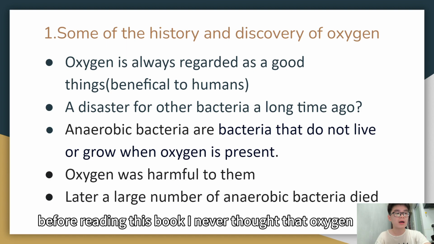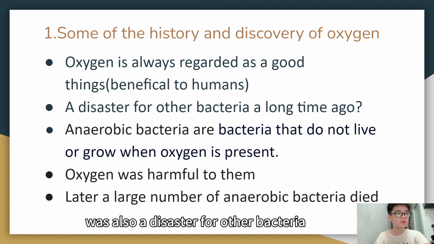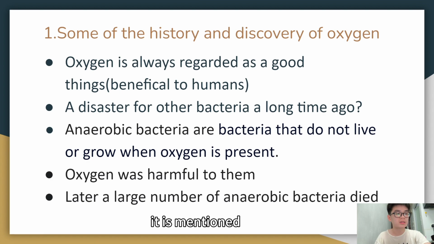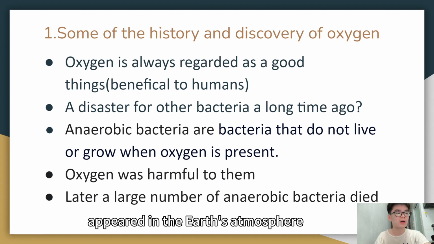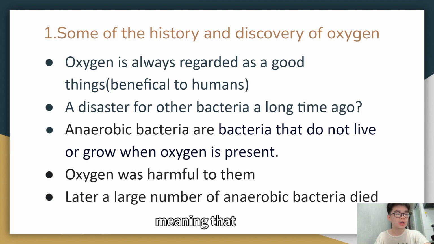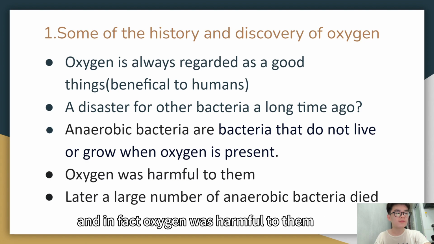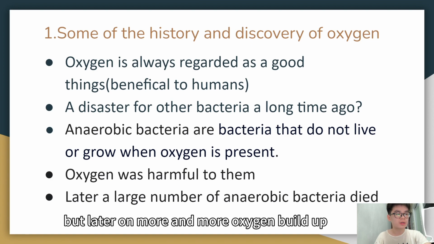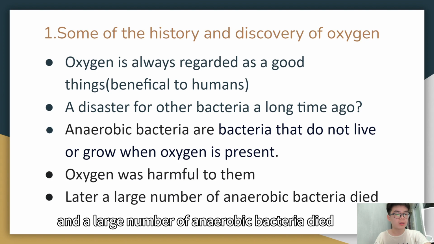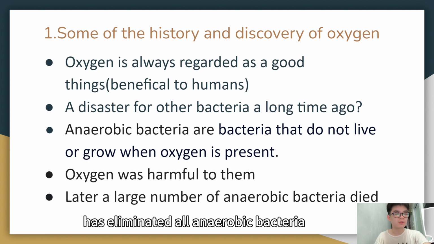Before reading this book, I never thought that oxygen, which had always been beneficial to humans, was also a disaster for other bacteria a long time ago. It is mentioned that when oxygen first appeared in the Earth's atmosphere, anaerobic bacteria existed in the oceans, meaning that they didn't rely on oxygen to sustain their lives. And in fact, oxygen was harmful to them, but later on, more and more oxygen built up, and a large number of anaerobic bacteria died. This means that oxygen has eliminated all anaerobic bacteria.